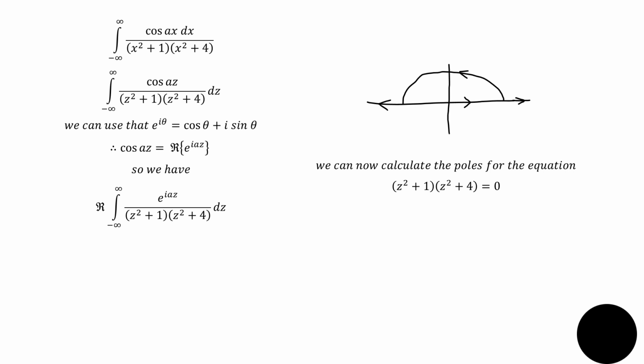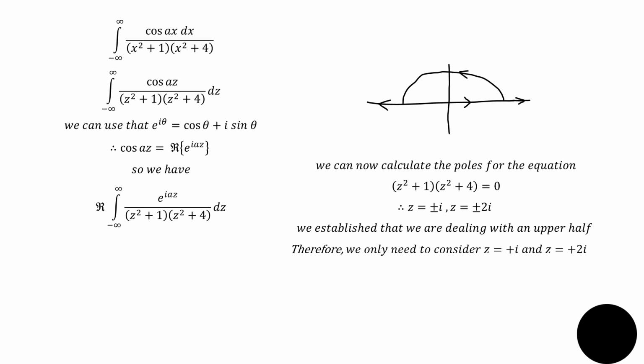We now can calculate the poles for our equation using the denominator. So if we make these equal to 0, we have that z is equal to plus or minus i, and z is equal to plus or minus 2i. Since we are only dealing with the upper half, we only need to consider z is equal to plus i and z is equal to plus 2i. So now let's calculate the residues of our equation.